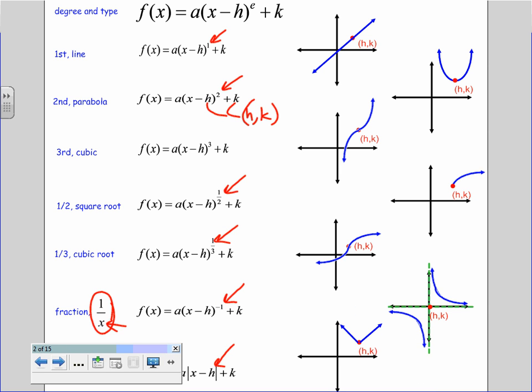And again, the steps are, number 1, starting point. Number 2, what type of parent graph to use. And then number 3, the scale of the graph. So those are kind of 3 steps to graph.